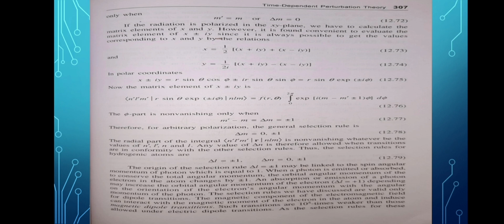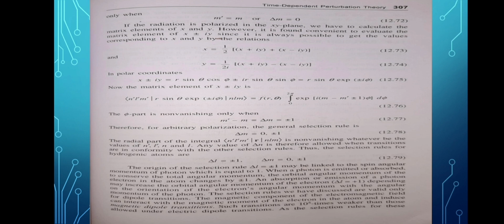If the radiation is polarized in the xy plane, we have to calculate the matrix elements of x and y. However, it is convenient to evaluate the matrix elements of x plus or minus iy, since it is always possible to get the values corresponding to x and y by the relations x is equal to half into (x plus iy plus x minus iy), and y is equal to 1 by 2i into (x plus iy minus x minus iy). In polar coordinates, x plus or minus iy is equal to r sin theta cos phi plus or minus i r sin theta sin phi, which is equal to r sin theta exponential plus or minus i phi.